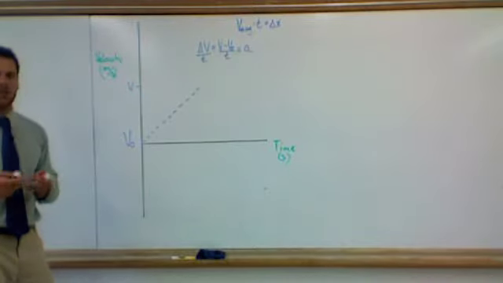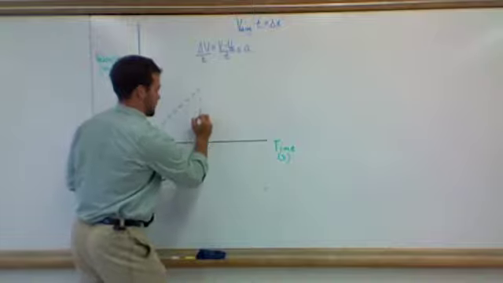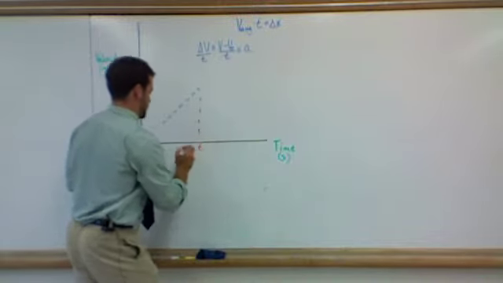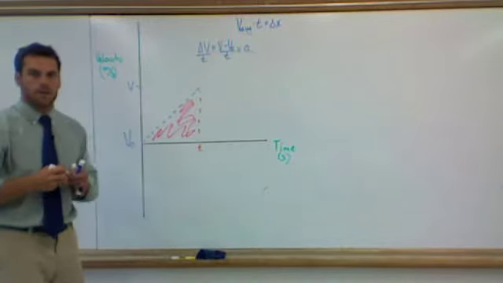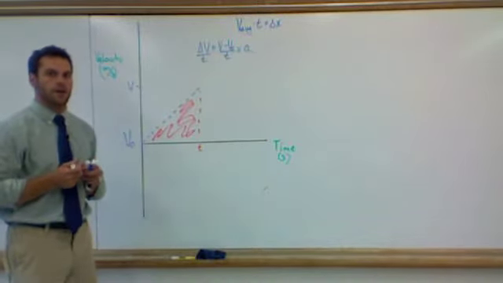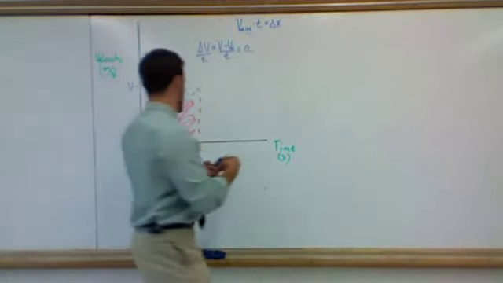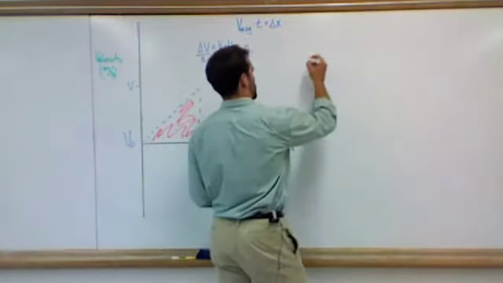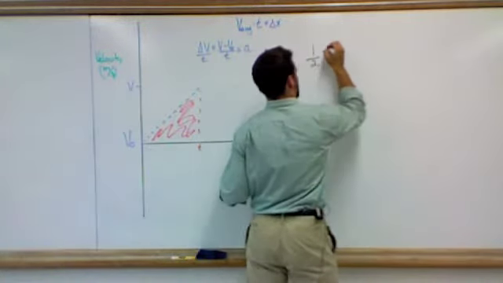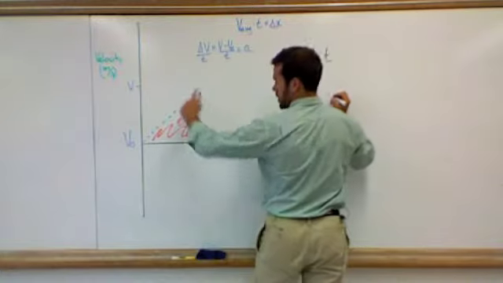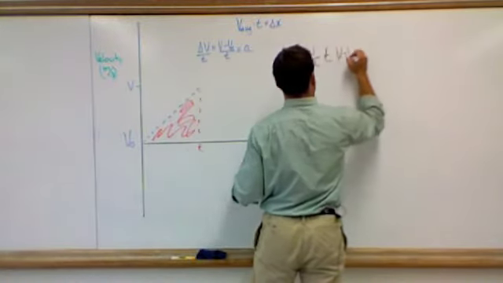Second, let's look at the area under the curve. So we have some time t. This area under the curve is a triangle. So let's look at how to calculate that. Pretty straightforward. 1/2 the base, which is t, times the height. The height, in this case, is going to be v minus v naught.